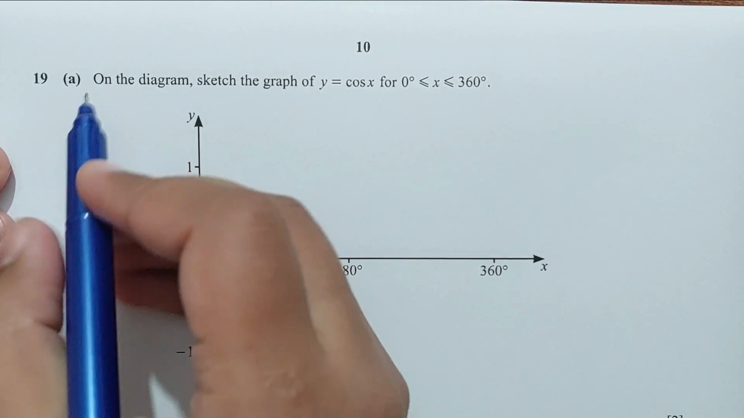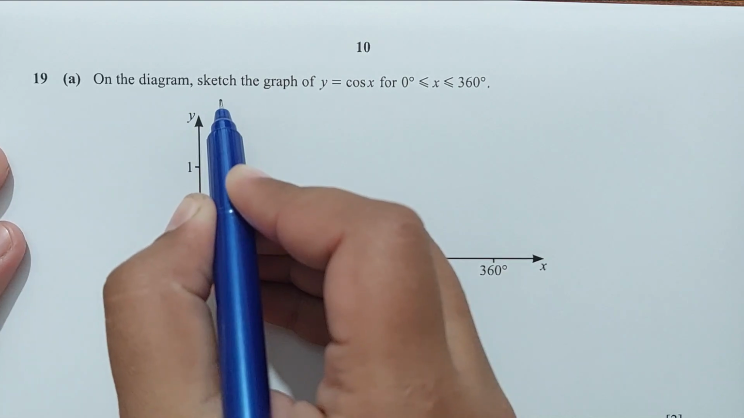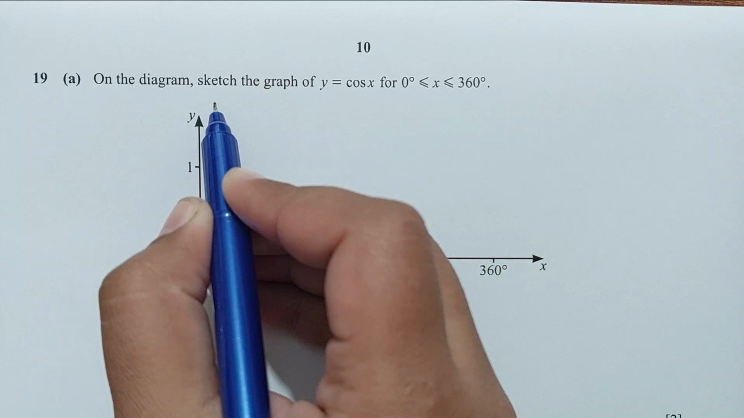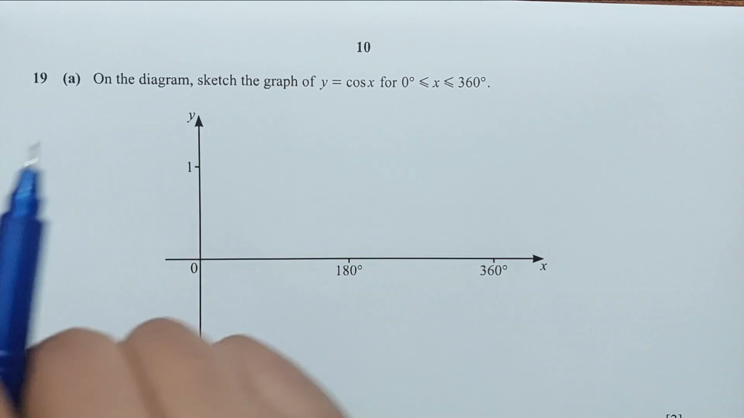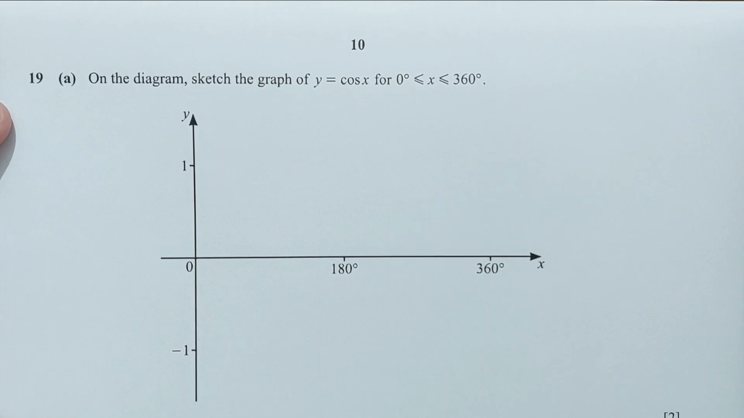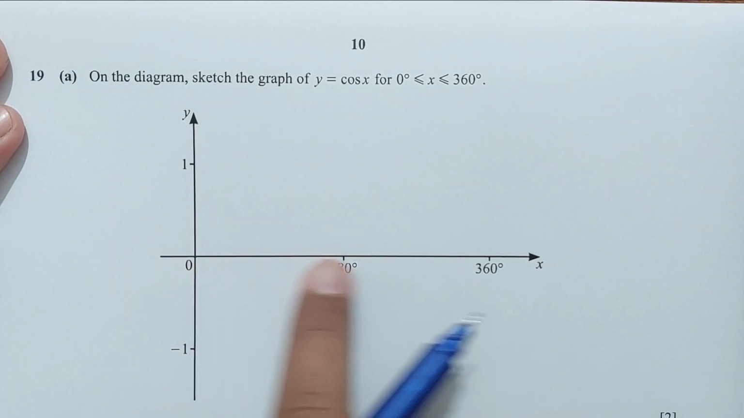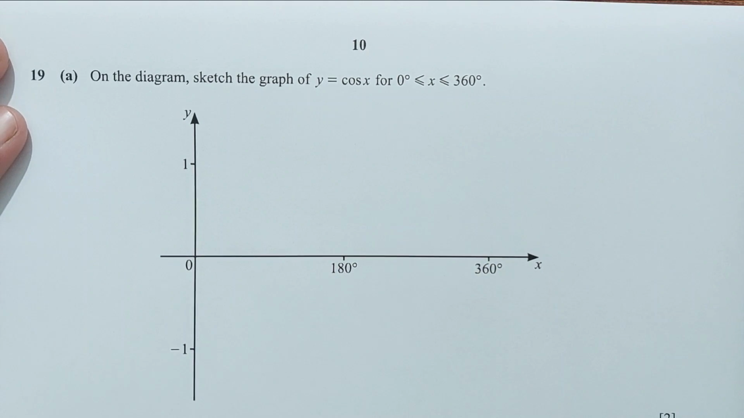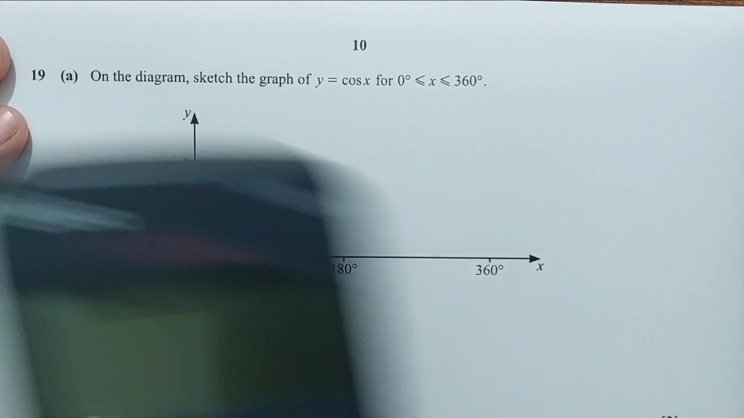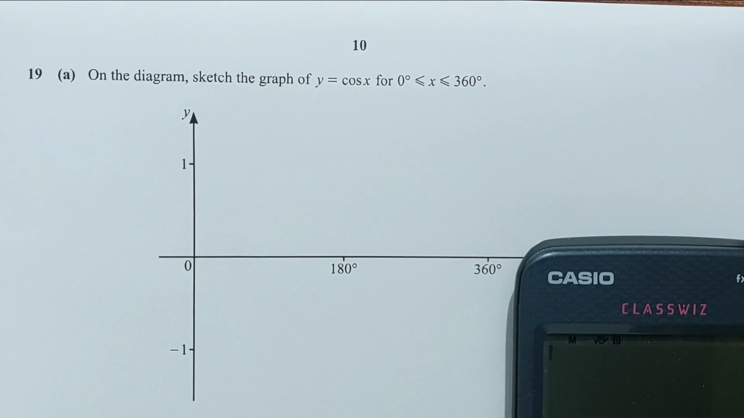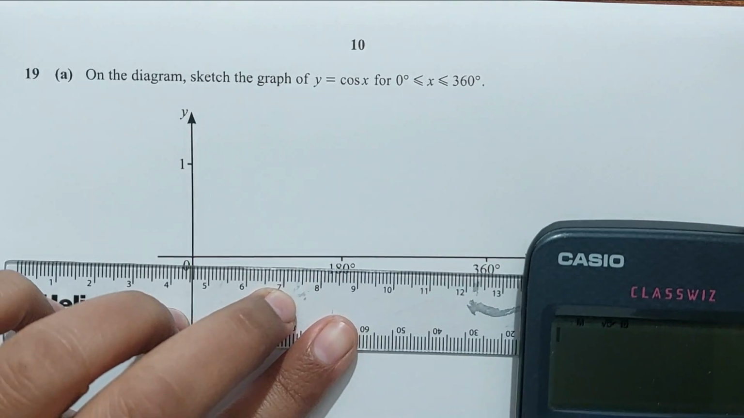Question number 19, part A. On the diagram, sketch the graph of y equals cos x for x between 0 and 360 degrees. Let me do the sketch from 0 to 360. I can use a table of values; between 0 and 180, there is 90 degrees.